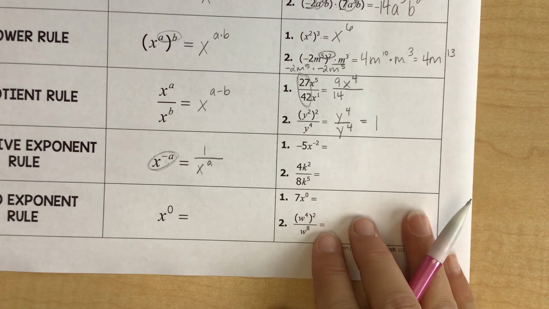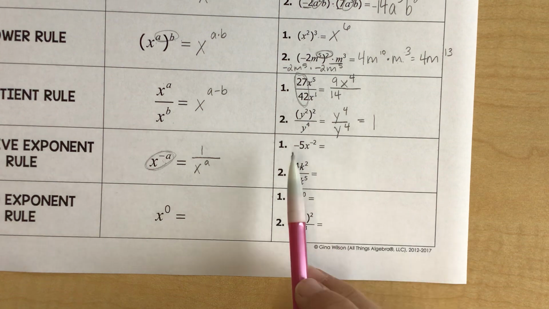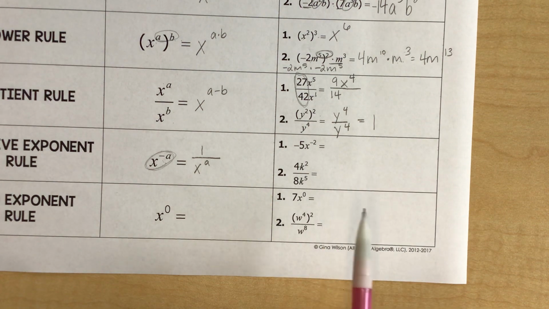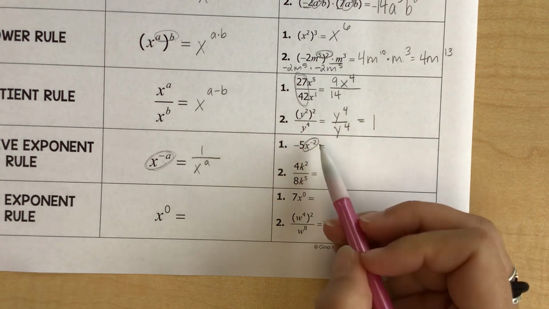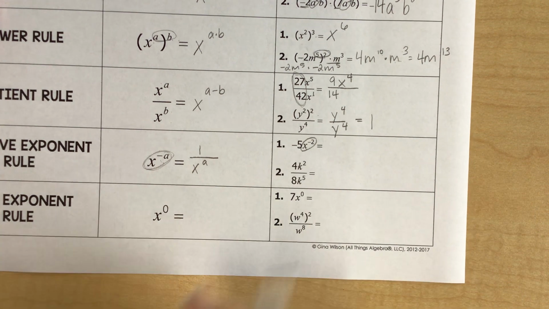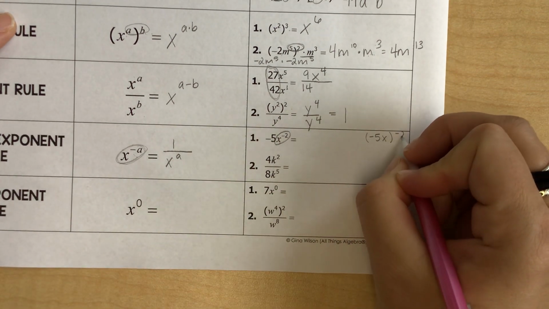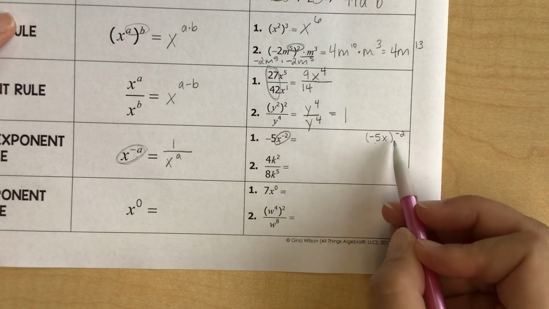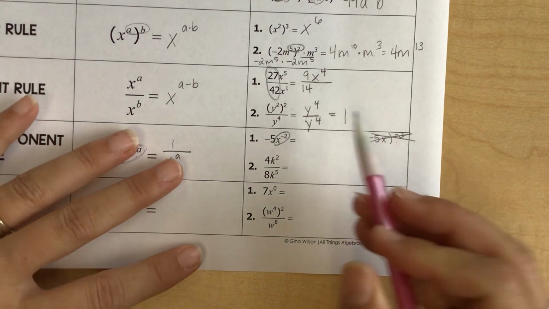All right? So if we look at this right here, negative 5x to the negative 2. This is attached to only the x. This negative 2 is not attached to this negative 5 because there's no parentheses. Now, if it was like this, then all of this would be raised to the negative 2. But it's not. There's no parentheses. So it's just with the x.